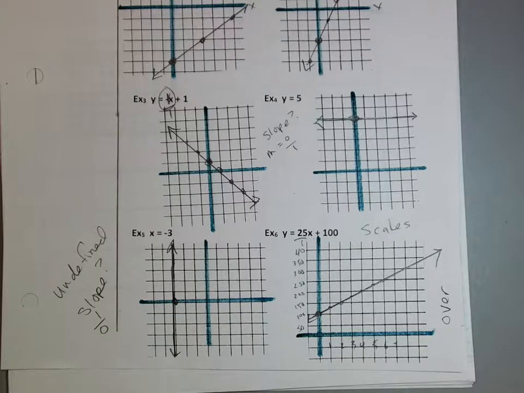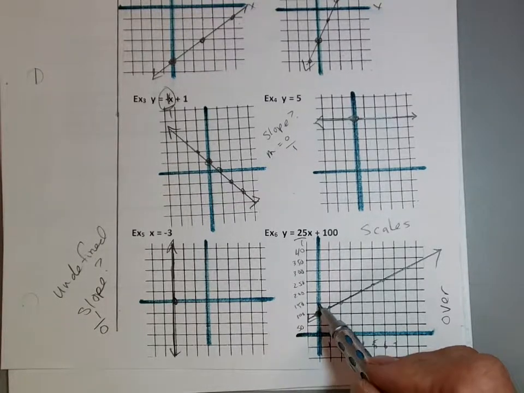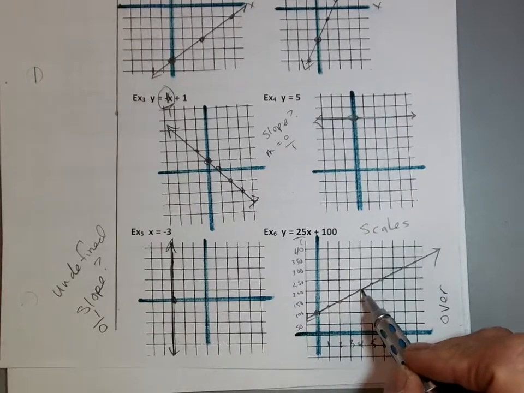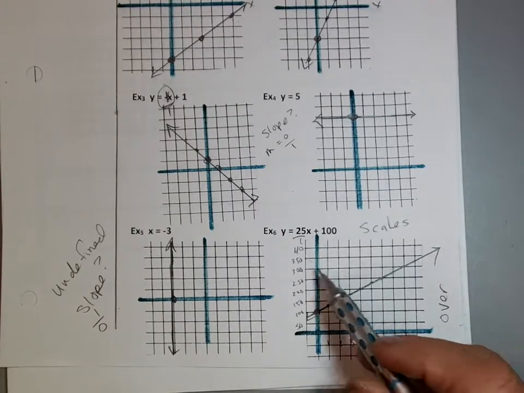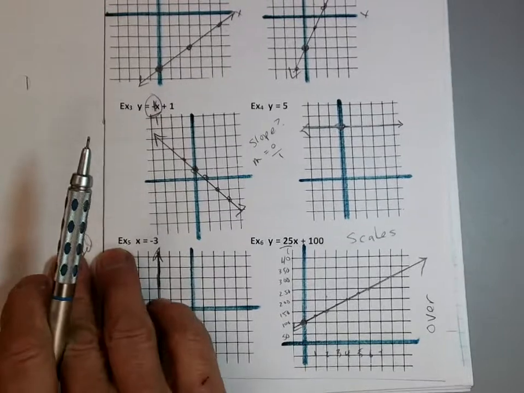And something kids make a mistake on, but not you guys. Some kids think the slope is up 1 over 2, up 1 over 2. It is not up 1 over 2. In fact, the slope is 25 over 1, isn't it? Right? The slope is not up 1 over 2. It's up 25 over 1. Okay, turn the page.